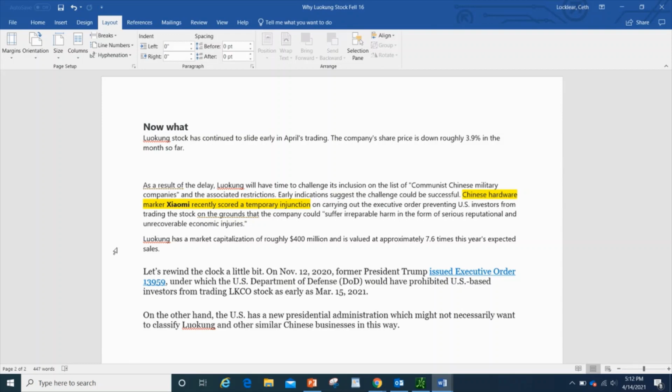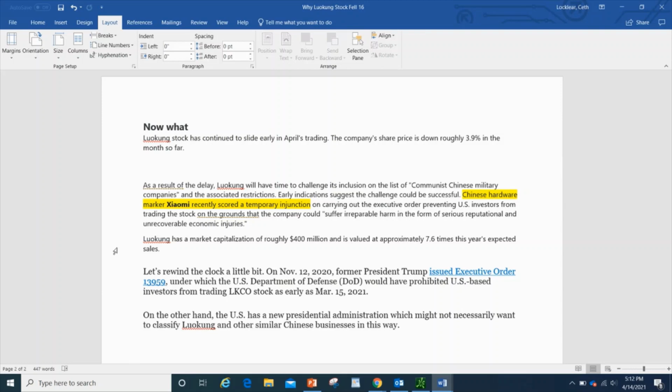Now, as a result of the delay, and this is good information, Luokung will have the time to challenge its inclusion on the list of Communist Chinese military companies, which I will continue to update as more information comes out. Now here's the thing. Early indications suggest that the challenge could be successful. So why is that?